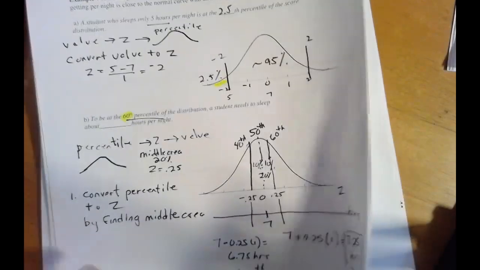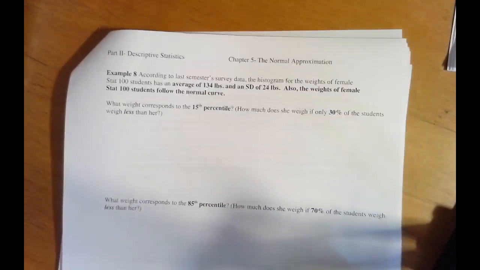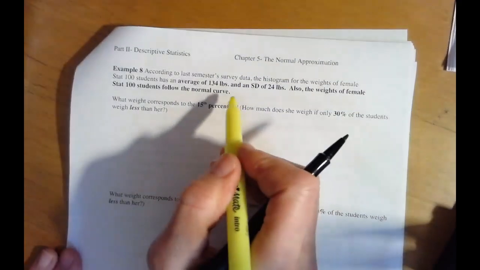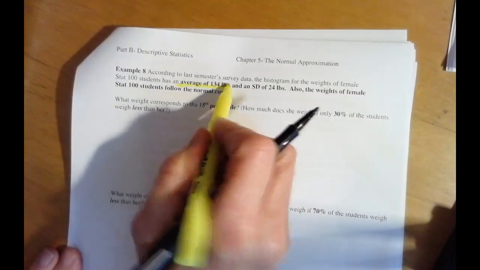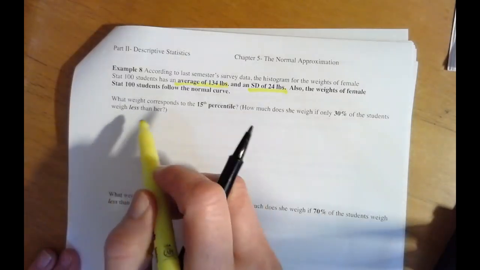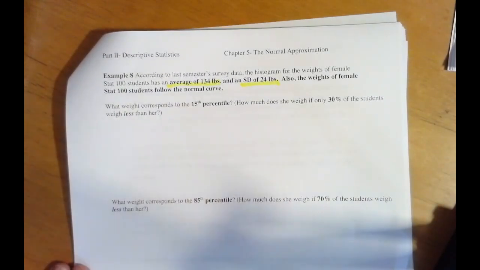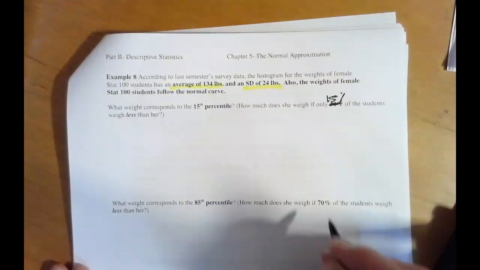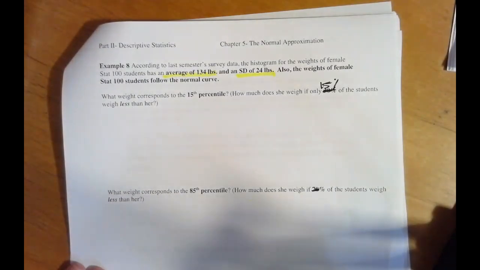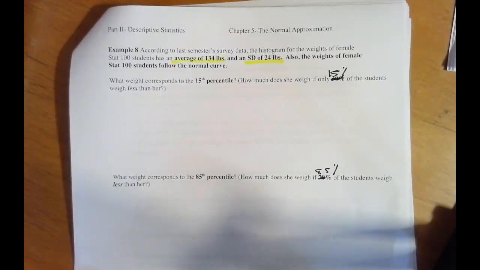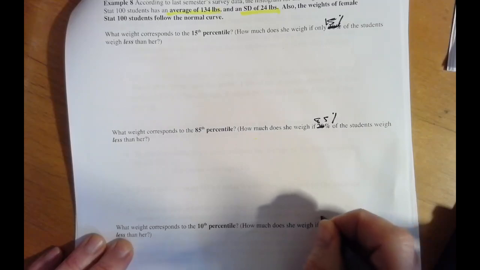Why don't you pause it and let's see. Let me give you some information, and you can try this on your own. Let's first make sure all the information is here. So it's the same type of example. Here you have an average of 134, a standard deviation of 24, and it says what weight corresponds to the 15th percentile. How much does she weigh if only 15%. There are some typos here. Let's cross those off and write 85. 85th percentile means 85% less. 10th percentile means 10% less.